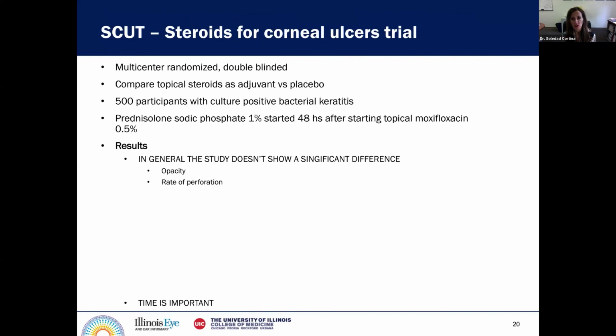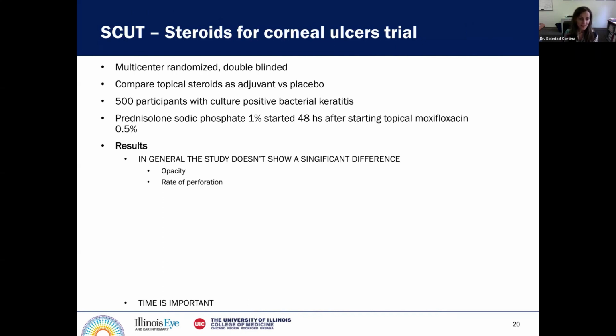This is the Steroids for Corneal Ulcers Trial. It was a multi-center randomized double-blind study that compared topical steroids as an adjuvant versus placebo in 500 participants with culture-positive bacterial keratitis. So we already knew this was bacterial. We didn't include anything else. The drug used was prednisolone sodium phosphate, so that it's not milky and white, and it looked just the same as the placebo. It was started 48 hours after starting topical moxifloxacin, and the dosing was 4 times a day.